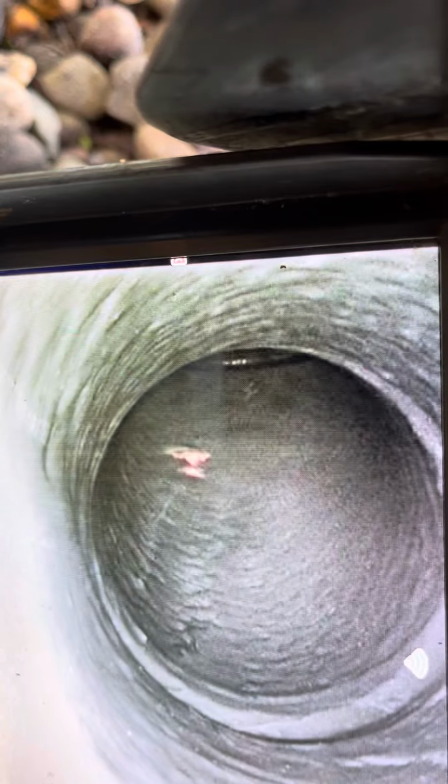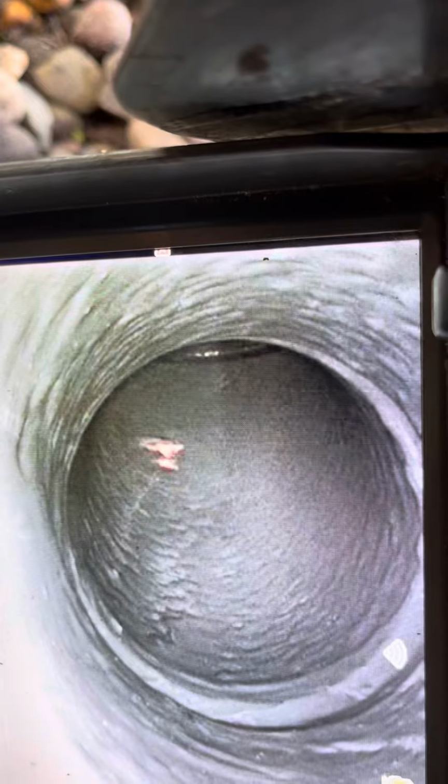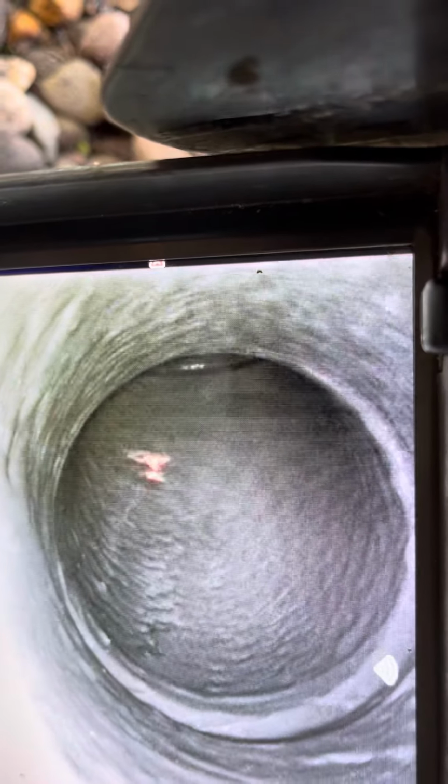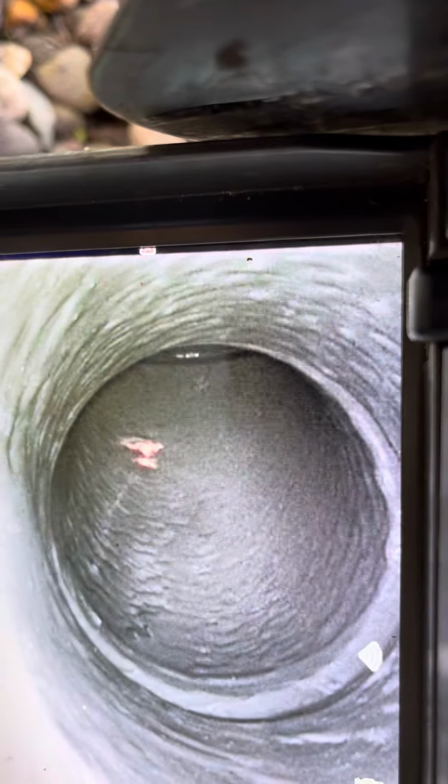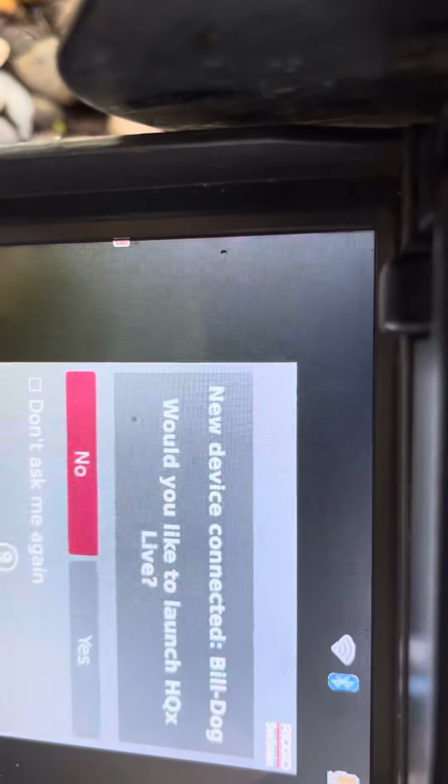Northeast 26th Avenue or Street here in Lighthouse Point. What you're looking at is the lateral going to the road right there. That's PVC. We're going to start pulling back. Alright. That's a piece of grass. Alright, this is the clean out.